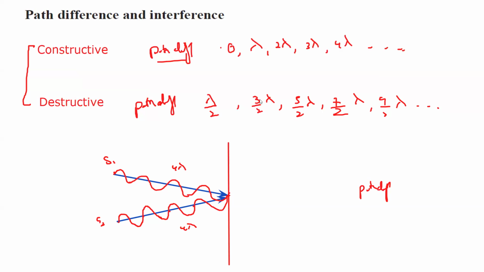As the path difference is 0, what kind of interference will I have? They will have a constructive interference. As a result, if these are sound waves, we'll hear a loud sound, and if these are light waves, we will observe a bright light here. Whenever the path difference is 0, we call that point the central maxima.